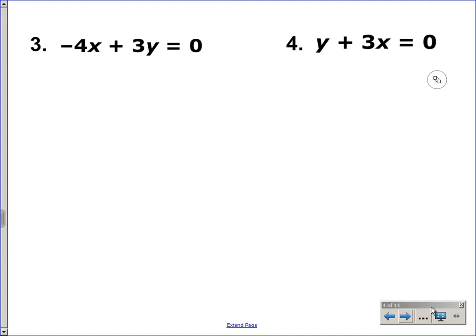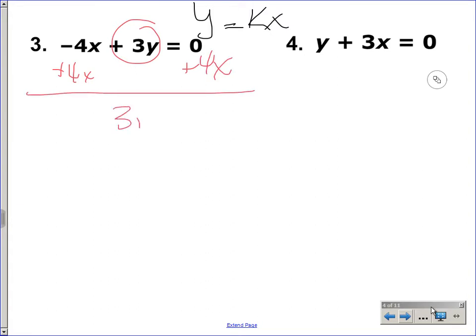Okay, so for the first one, I'm going to put it in y equals kx. So essentially, I'm getting my y variable alone right here. I'm going to add 4x to both sides, and my equation becomes 3y equals 4x. Now I don't need to write the 0 anymore because I have something on that side of the equation. The 4x is going to hold its place over there.